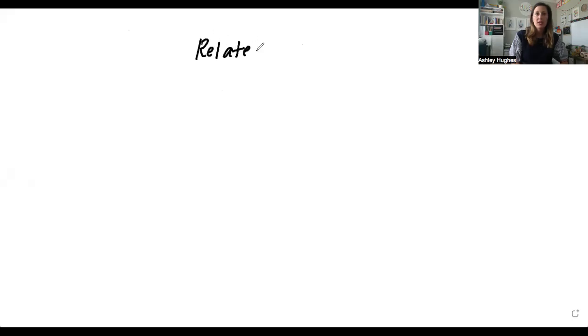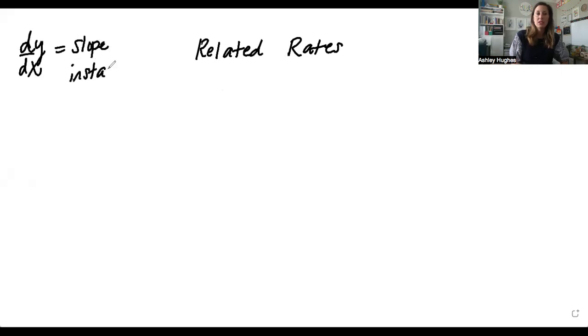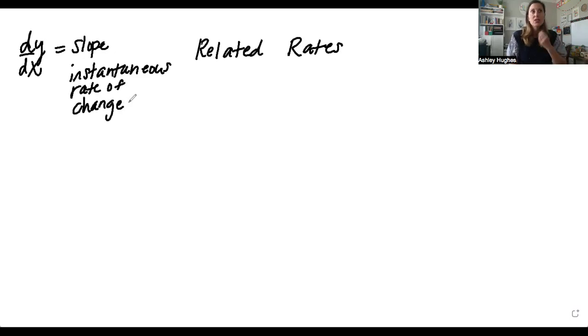Related rates. And if you remember, the derivative has two main purposes. The derivative, dy/dx, is the slope of the tangent line, the slope. It's the instantaneous rate of change. It's how fast something is changing at an instant, okay? So related rates is going to be a unit where we see some application problems, which I love.